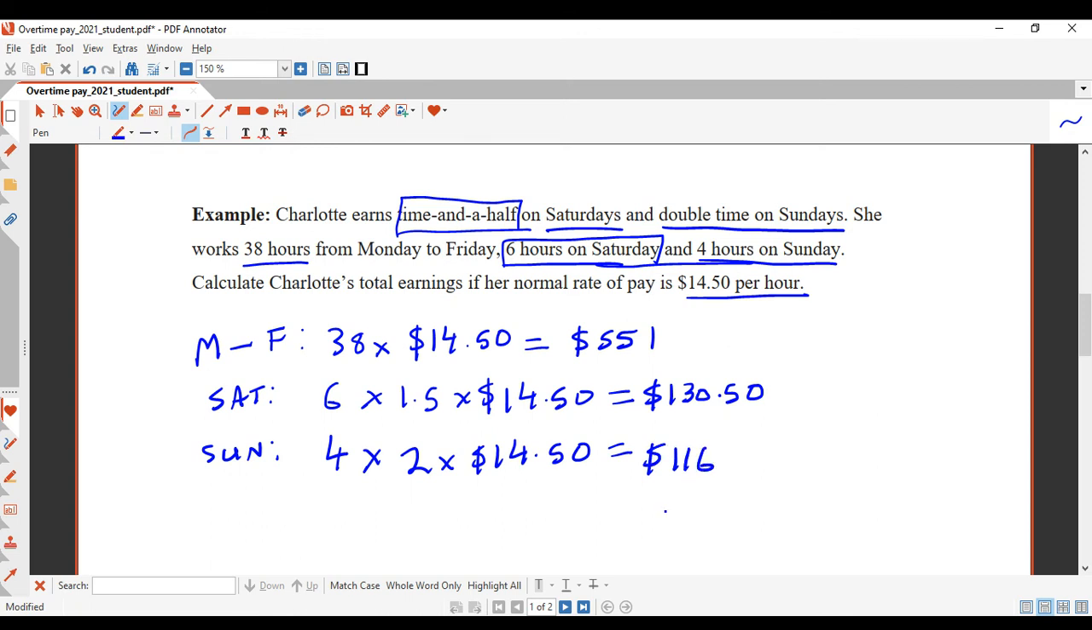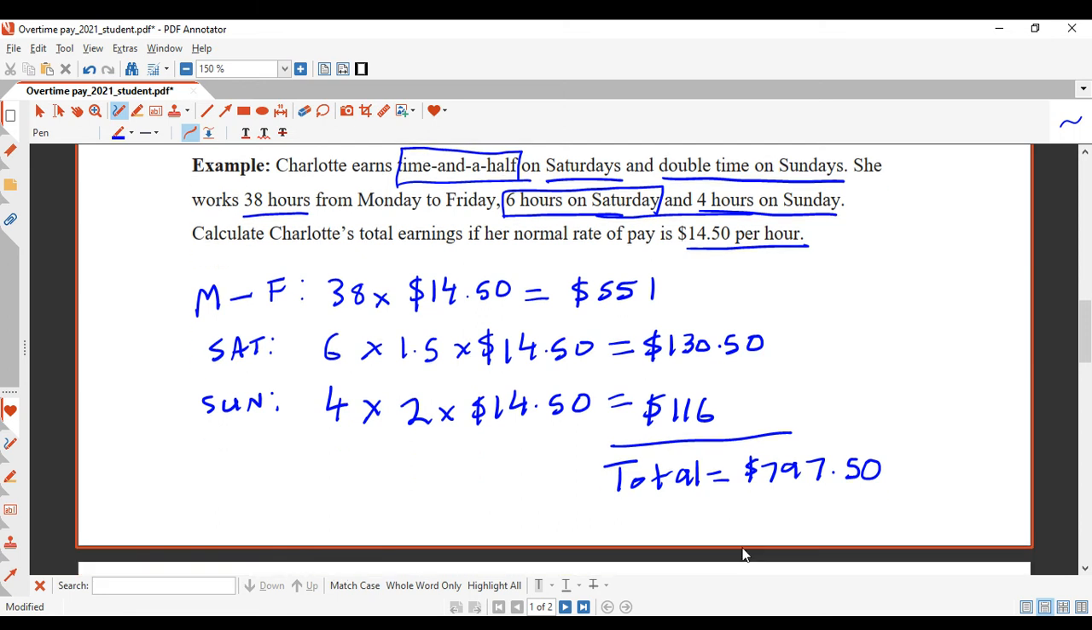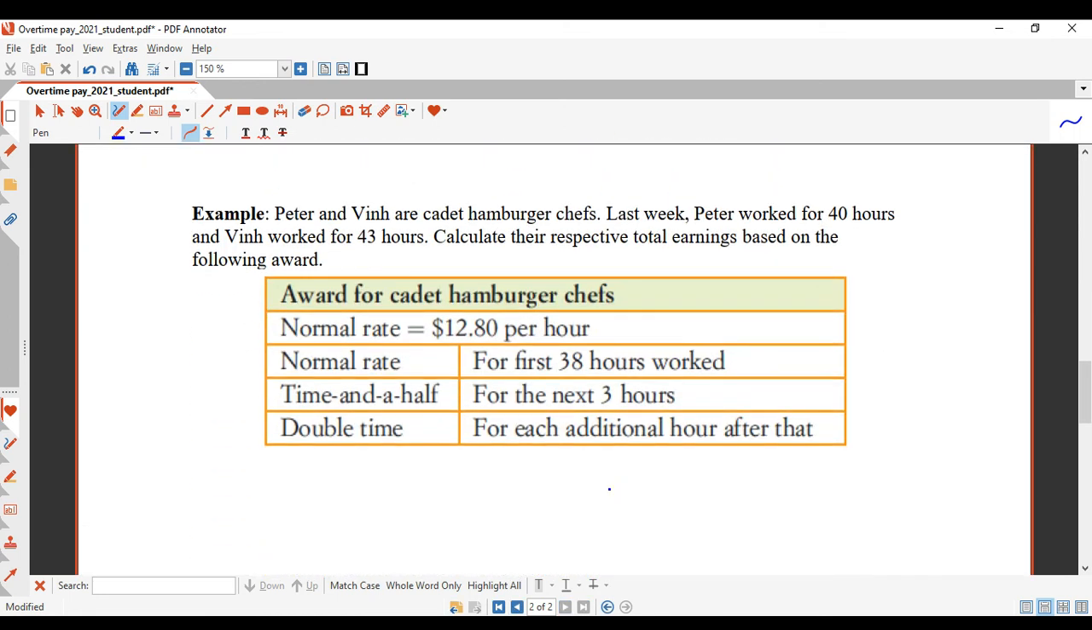Now what you're going to do is find the total of that, and that'll be the answer. So we've got the 116 plus the 130.5 plus the 551, and that's a total of 797.50. Now your calculator will go 797.5, but because it's a money question, you need 2 decimal places. So make sure that's copied down.